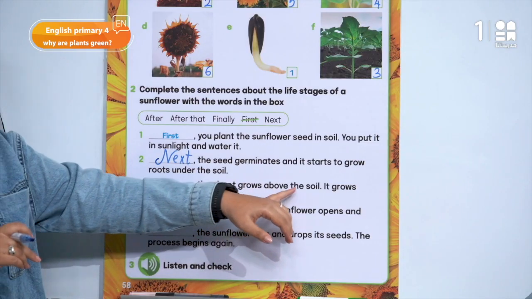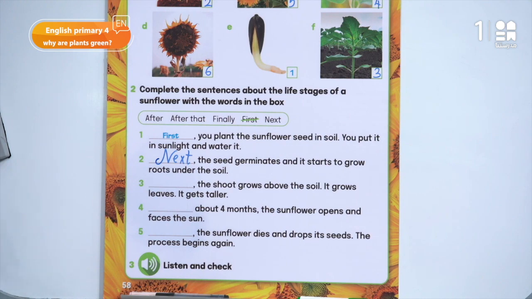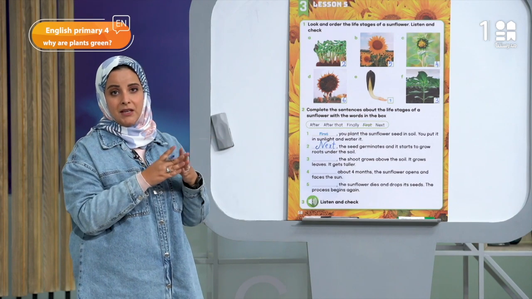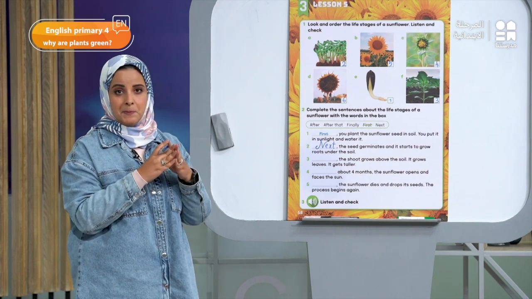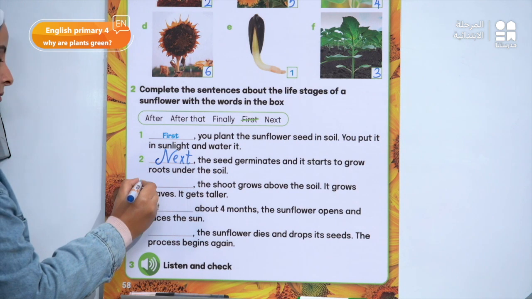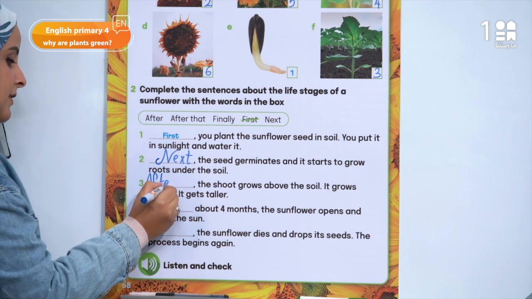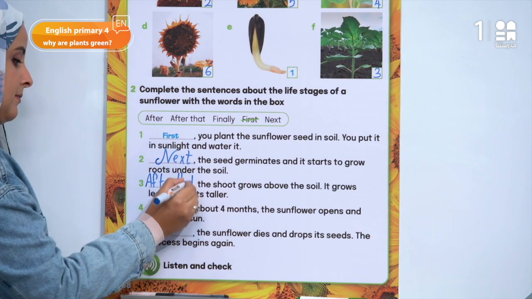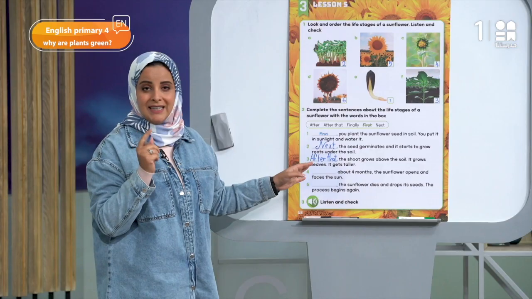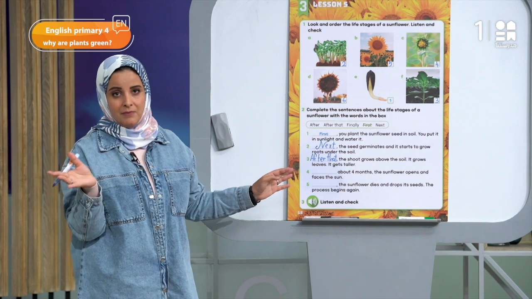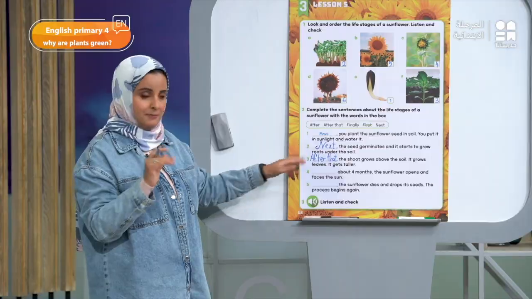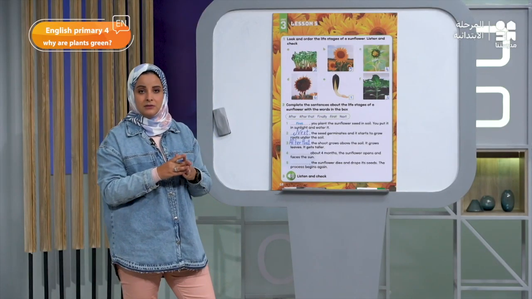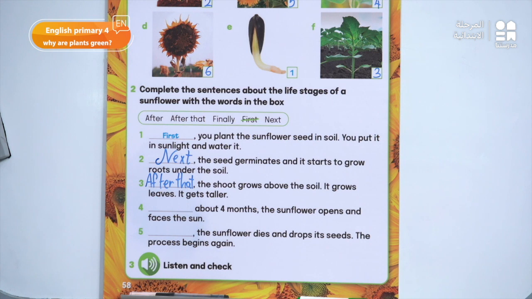Number 3. The shoot grows above the soil. It grows leaves, it gets taller. So what do you think? Which transition word am I going to use? Very good. After that. So we write after that. ولما بيكون عندي كلمة then بتيجي after that بعدها، بس هنا ما عنديش كلمة then، عندي after that. So I have to put it after the word next.